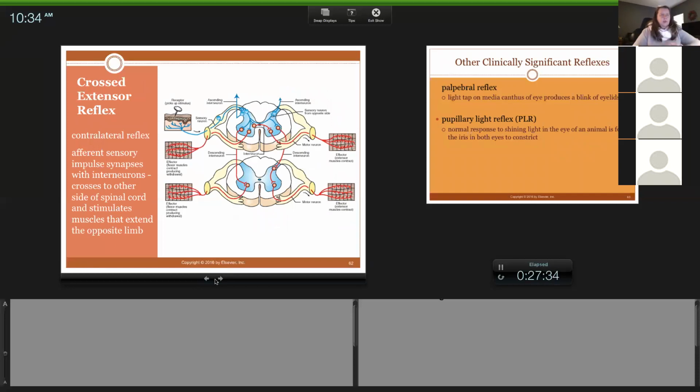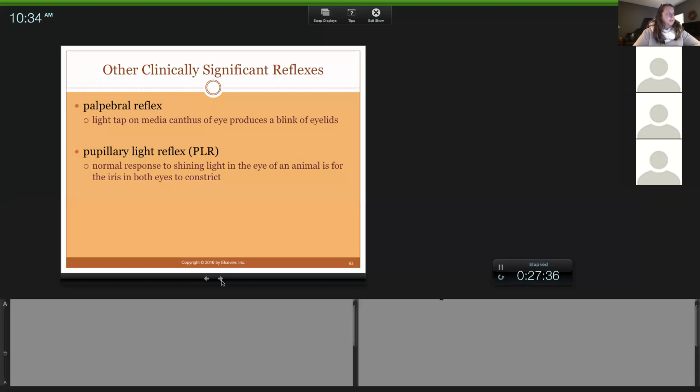I'm not going to talk about it, you don't need to know the cross extensor reflex. That's like a contralateral response. But basically the reflexes that I want you to know is what am I looking for with the withdrawal reflex? And then the palpebral, this is where you tap. This is the medial canthus. This is the lateral canthus. This is lateral, this is medial. When you tap here, you should get a blink.